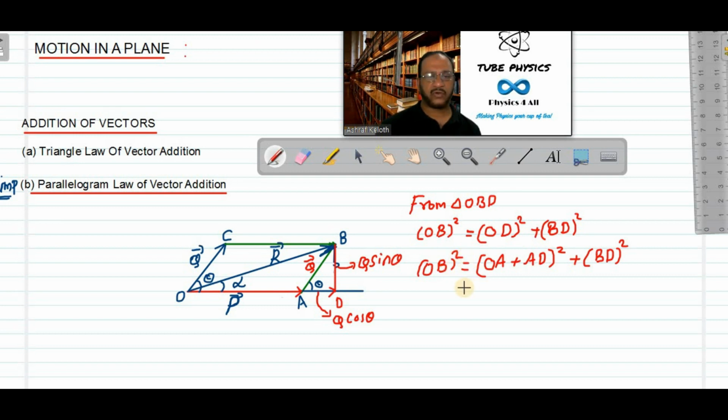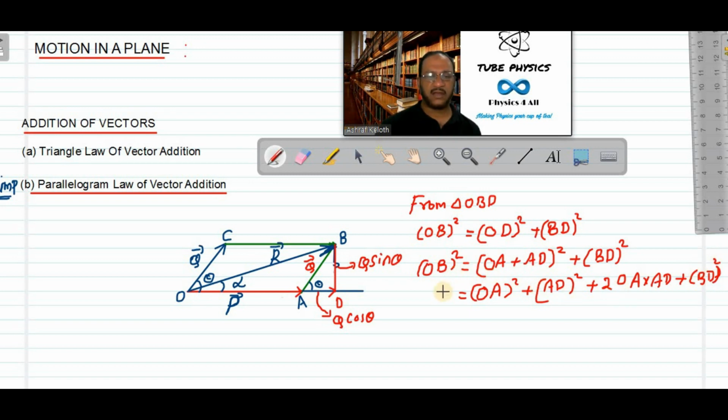That is again equal to, we can apply here (A plus B) the whole square, A square plus 2AB plus B square. So what will be here? OA plus AD whole square is OA square plus AD square plus 2 into OA into AD, plus BD square.